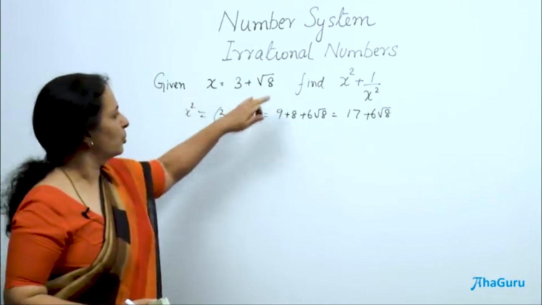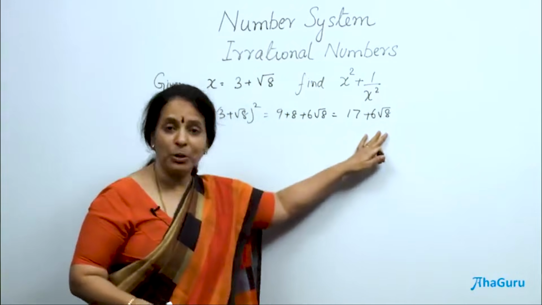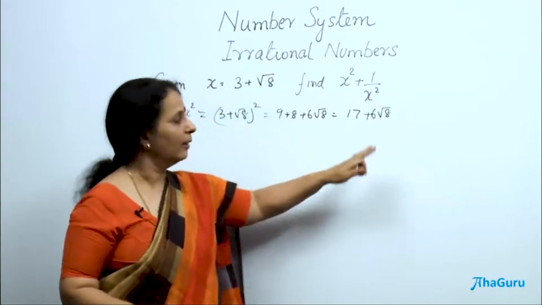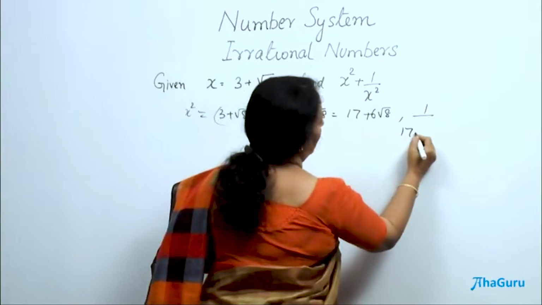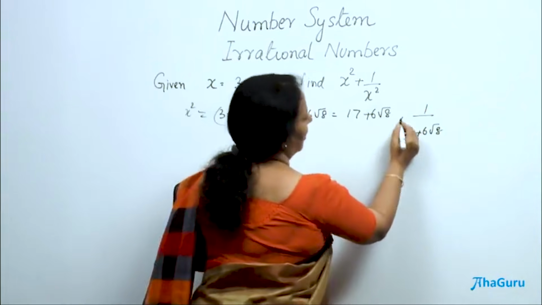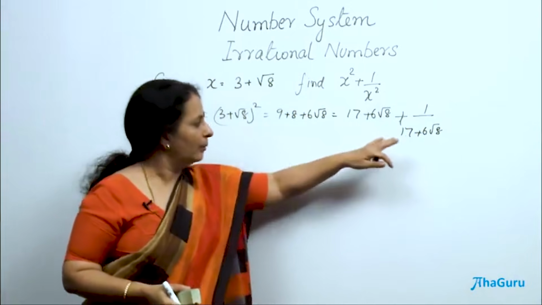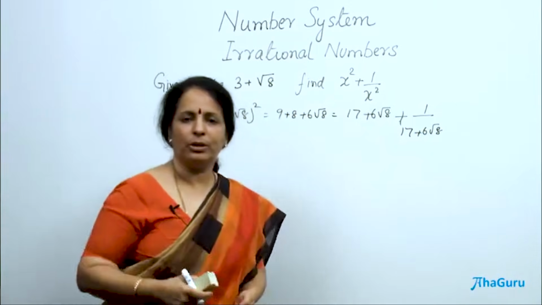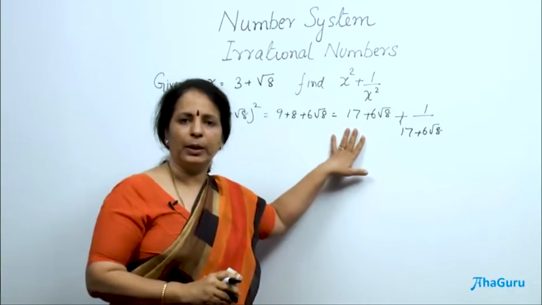X was 3 plus root 8. X square turned out to be another irrational number, much bigger, much more complicated. And if I find 1 by x square, that will turn out to be 1 by 17 plus 6 root 8. And how am I supposed to add these two? I cannot find an LCM, and multiplying this by this, the entire thing turns out to be a big irrational number. So there must be some way of doing this, isn't it?